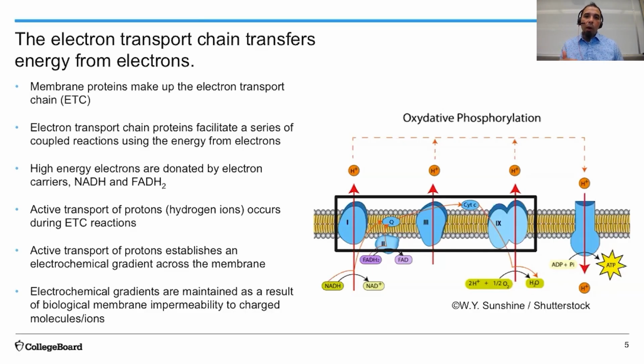But the main point here is that the electrochemical gradient, again, a gradient where you have a different concentration, is maintained as a result of biological membrane impermeability to charged molecules and ions. There's a lot going on here. So if you just pause the video, the whole point is that the electron transport chain transfers those electrons, and as it transfers those electrons, it allows for the formation of that gradient.